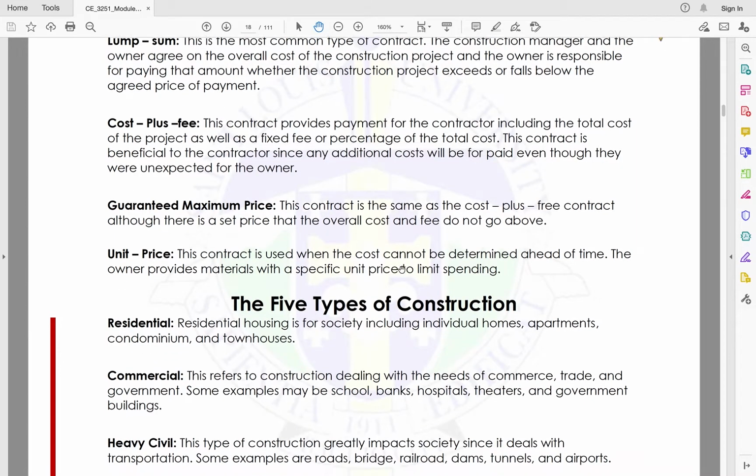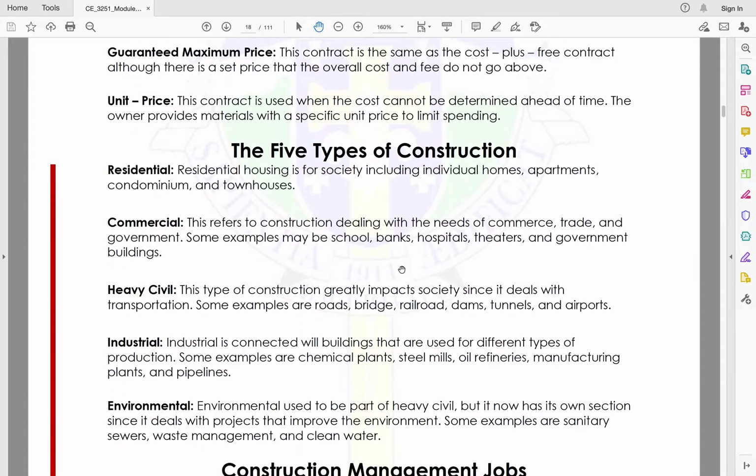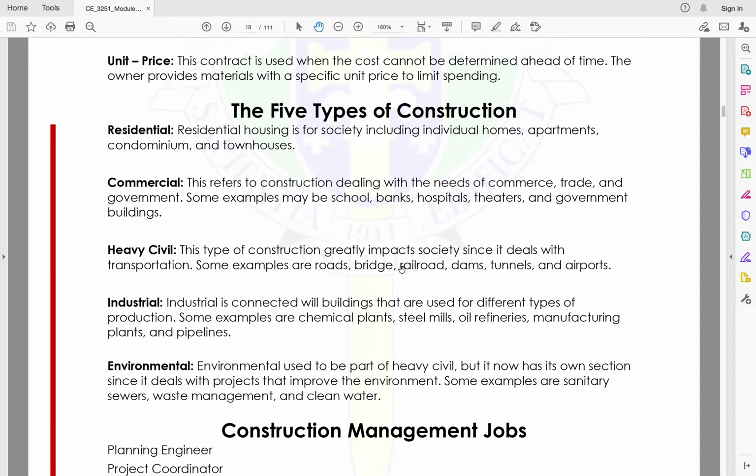Okay? So what are the types of construction? Like what we have said kanina sa sectors of construction industry, we have the residential, commercial, heavy civil, industrial, and environmental. So residential housing is for society including individual homes, apartments, condominium, and townhouses. Residentials, of course, yan yung tinitirhan natin. Okay?